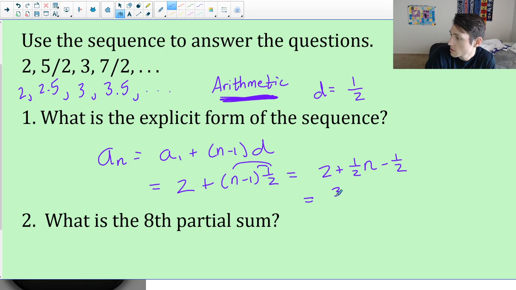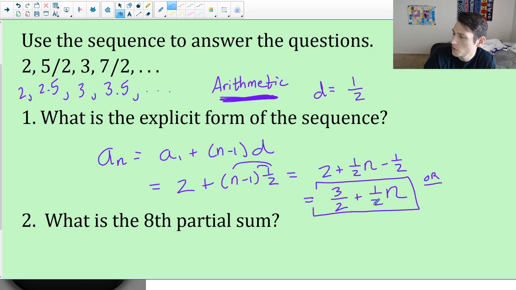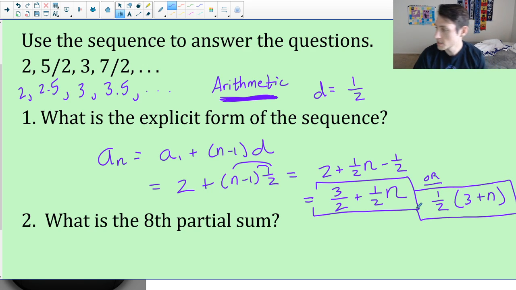2 minus 1/2 is 1.5, which is 3/2. So 3/2 plus 1/2 n. Or if you really wanted to get fancy, if you wanted to factor out the 1/2, you could also go with this: 3 plus n times 1/2. It looks a little cleaner since there's only the one fraction instead of the two. Don't know. But either way, it works.